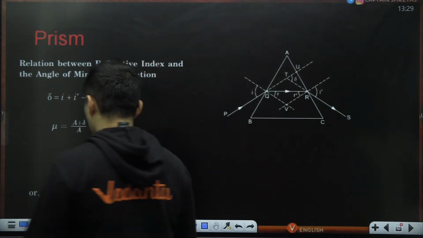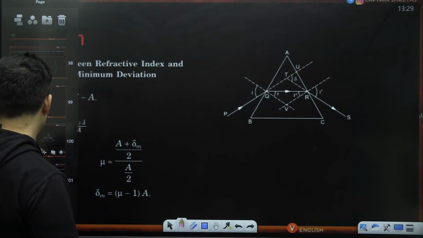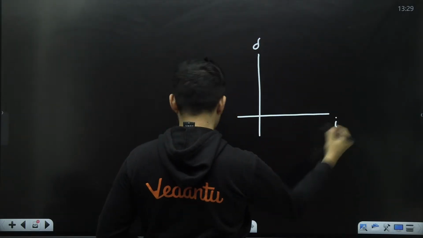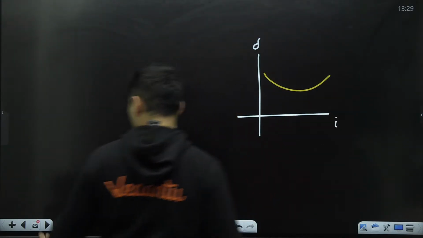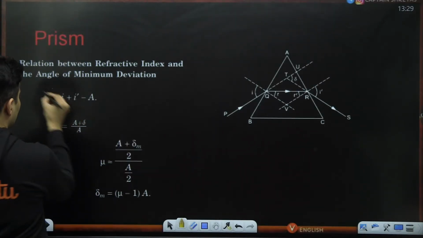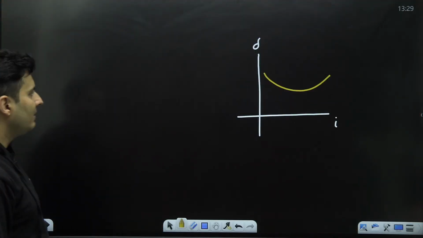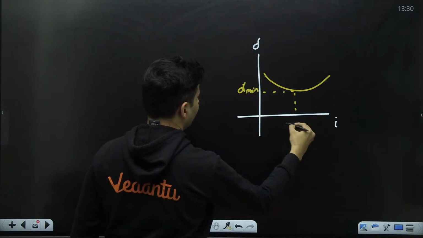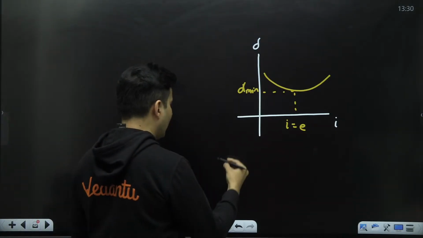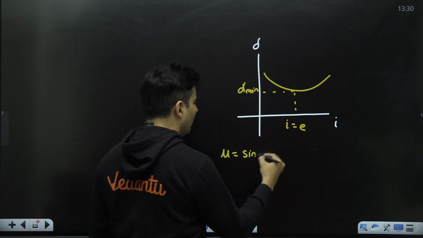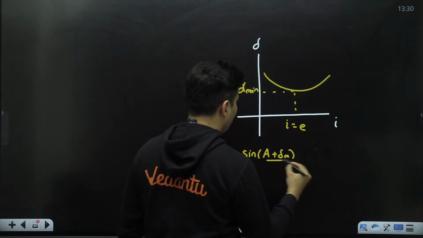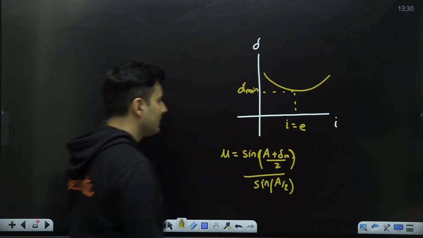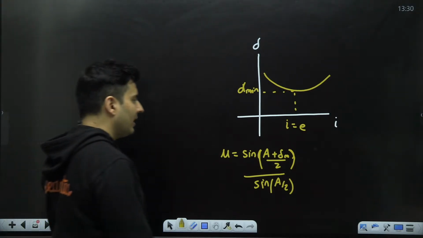But also remember that the deviation versus the angle of incidence goes something like this. That formula which was there for deviation, which I just blocked over here, that deviation changes like this, and there is a minimum deviation. There is minimum deviation when the incident angle equals the emergent angle, and when that happens, the refractive index is mu = sin((A + delta minimum)/2) divided by sin(A/2). Keep this in mind. This is a special formula when deviation is minimum.